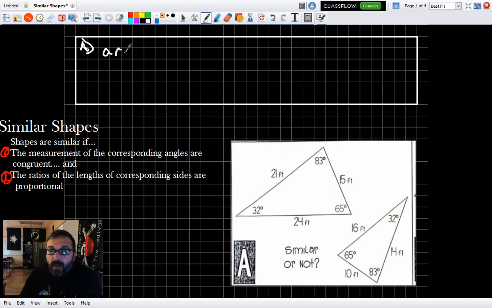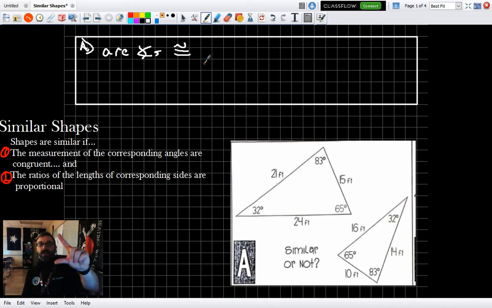Now in math, we all know mathematicians are kind of a lazy breed. We've made words for angle. So, are angles congruent, of same measurement? And that's what congruent means. I don't know if I said that before. Congruent means of the same measurement.